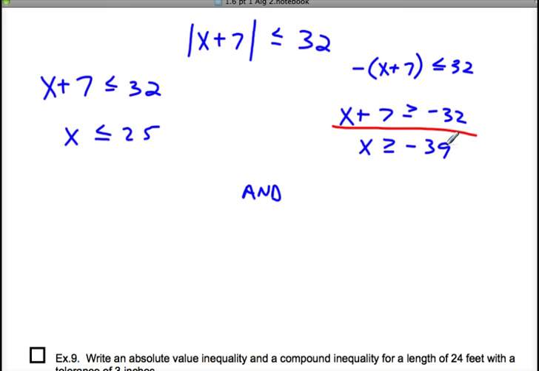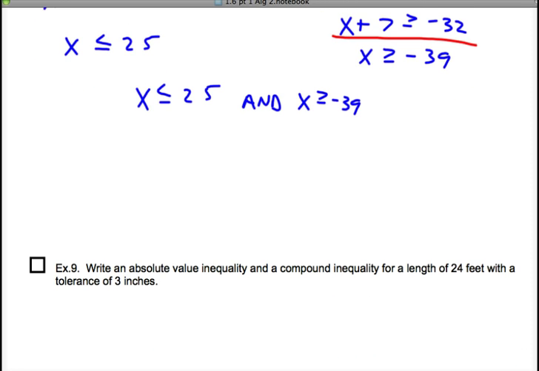Here it's possible to have a number that's less than 25 and greater than negative 39. Something less than 25 would be 20. That is also greater than negative 39. So this is an and problem. You could write your answer like this with the and. Or whenever you have an and problem, you could write it as a nice, neat compound inequality, with the small number on the left, big number on the right, and the x in the middle.